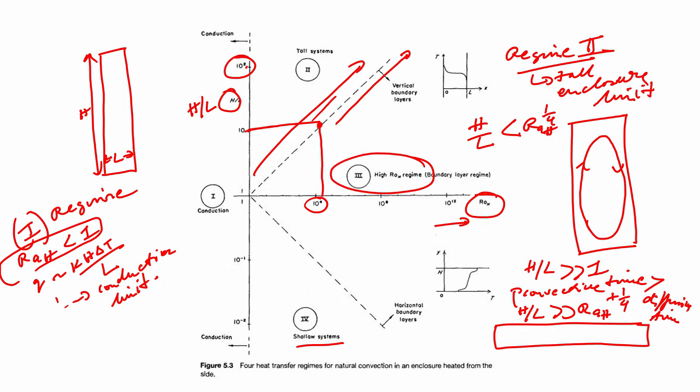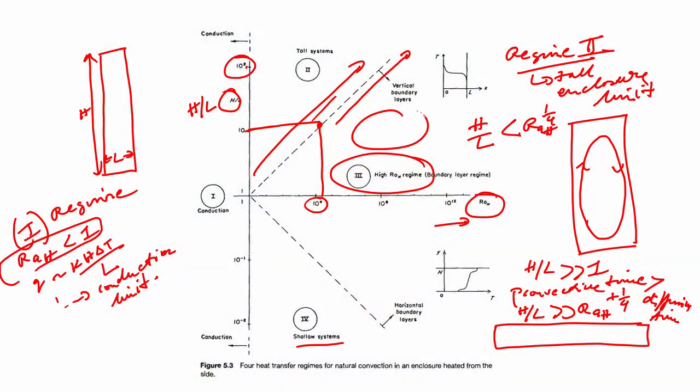These are the tall systems, where there is no distinction of the two boundary layers. The vertical boundary layers are not distinguishable from each other in the tall system limit to the left side, where you have marked regime 2. That means the layers are not separated from each other, whereas if you have a higher Rayleigh number, you have distinct boundary layers, which means the heat transfer is dominated by convection, and you go to this particular region, this whole region.